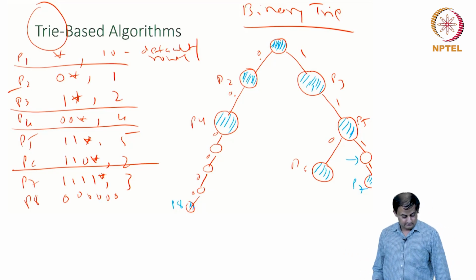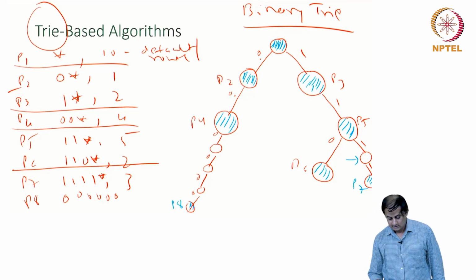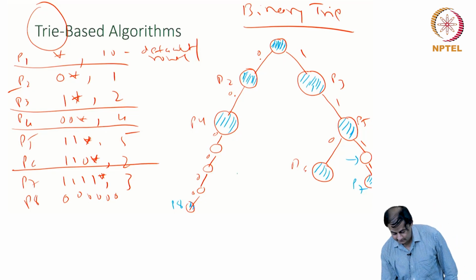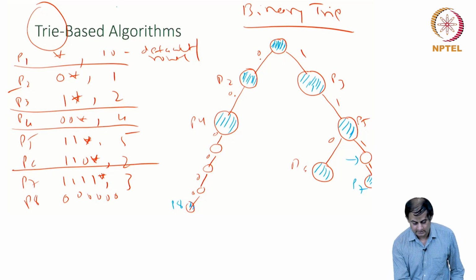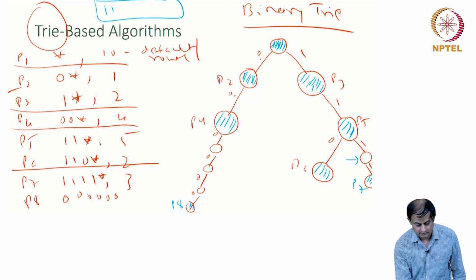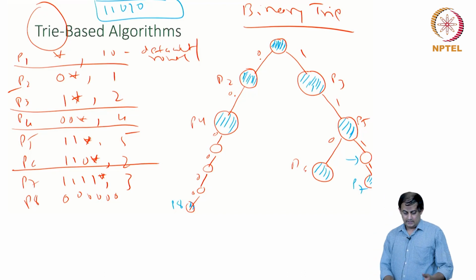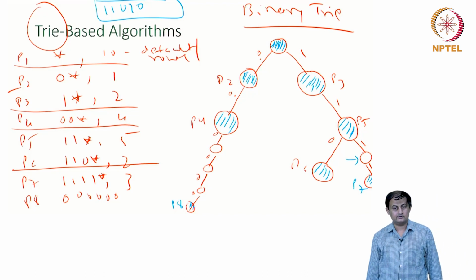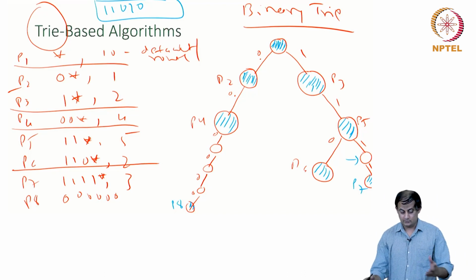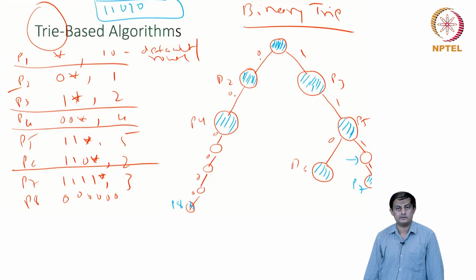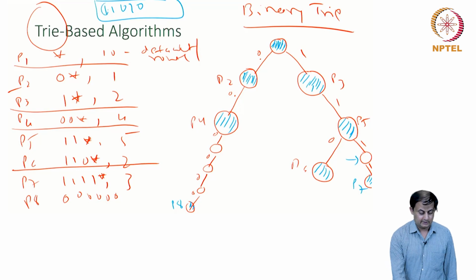So if I have such a trie constructed, how is the lookup operation done? Let's say I receive a packet with the IP address 11010. Now I need to traverse this trie and find out what is the best match for this particular IP address. So the first bit is 1.